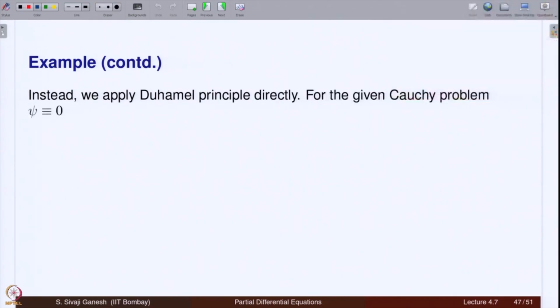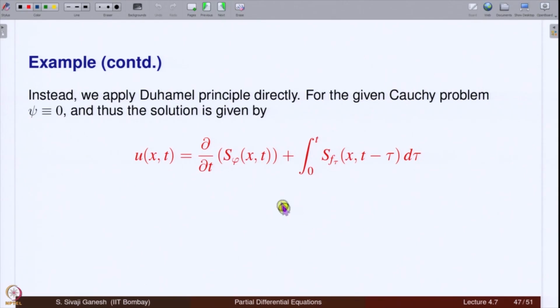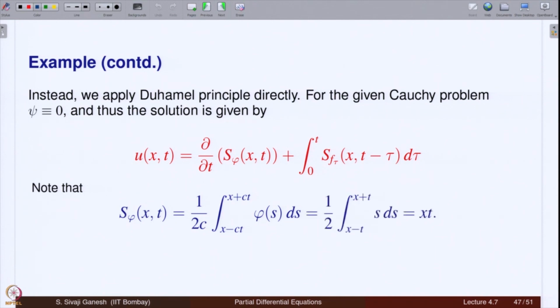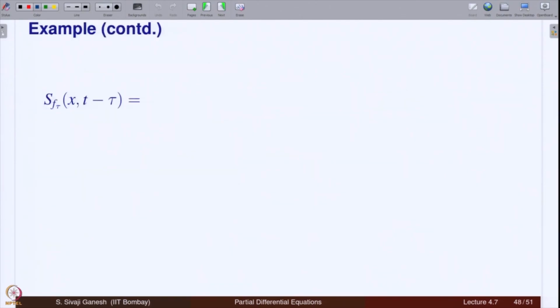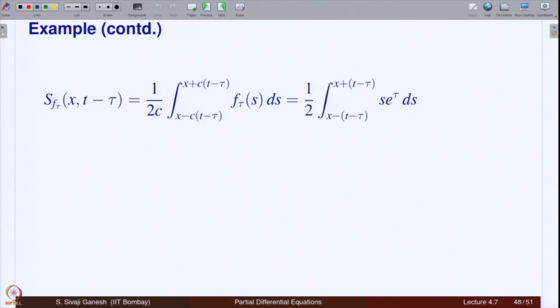What we do is we apply Duhamel principle directly. So, for the given Cauchy problem psi is 0 and therefore, the solution in terms of the source operator is given like this. Now, we have to find the source operator and that is given by the D'Alembert formula, which we can compute, that is S phi of x comma t is xt. Now, let us compute what is S f tau. By definition it is given by this formula, and compute what is f tau of s, that is s into e power tau. Compute these integrals, you get t minus tau into x e power tau.